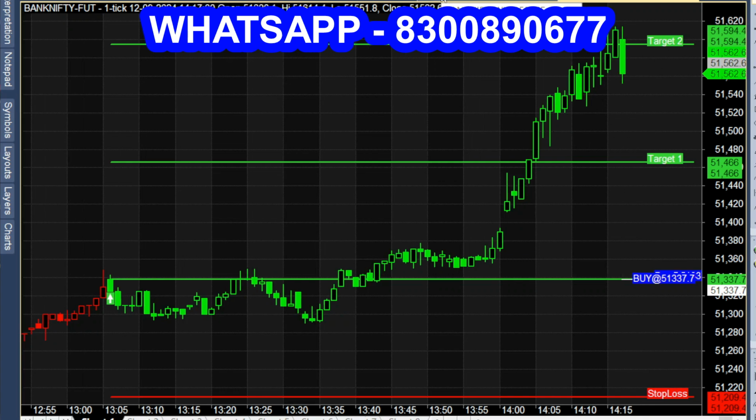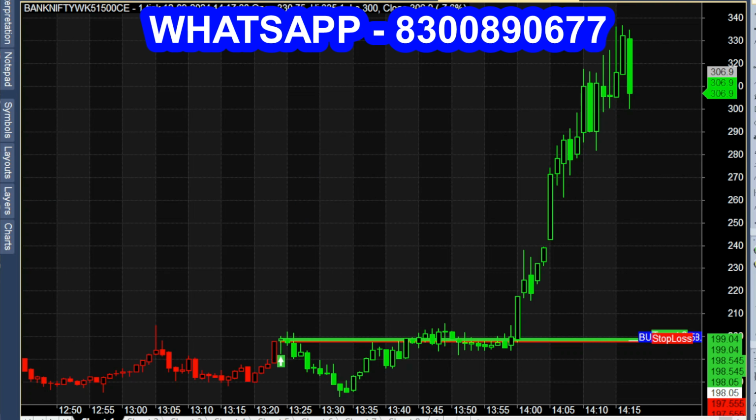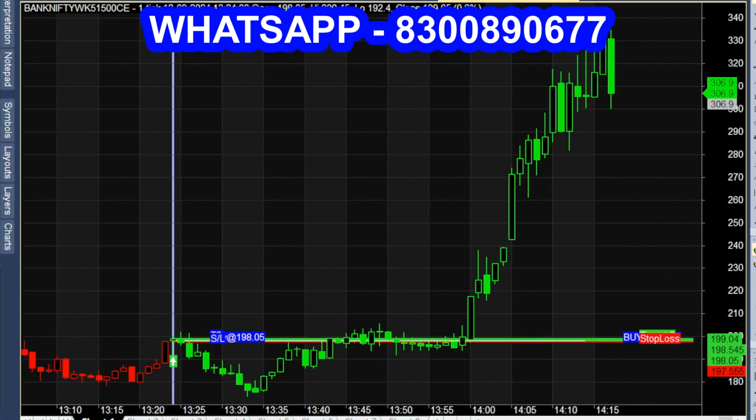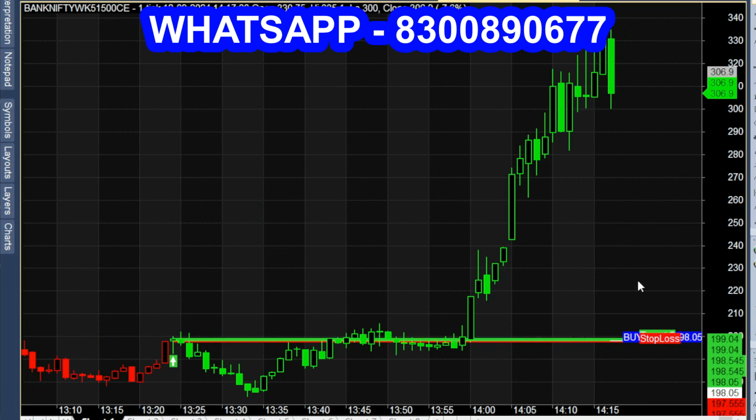targets. Out of the money, weekly expiry, 51,500 call option we are watching. The buy call came at 199 and the market moved all the way to the 320, 330 range. Like this, you can change script, Nifty, crude oil, and you can watch the signal also.